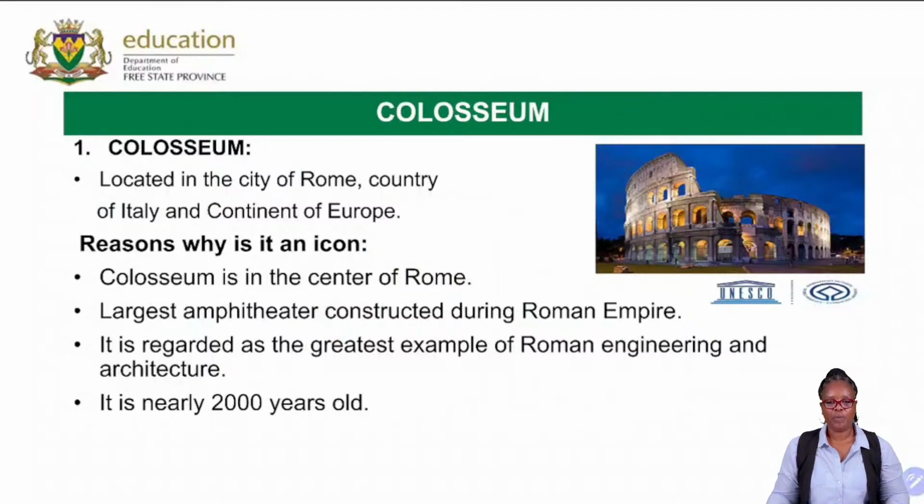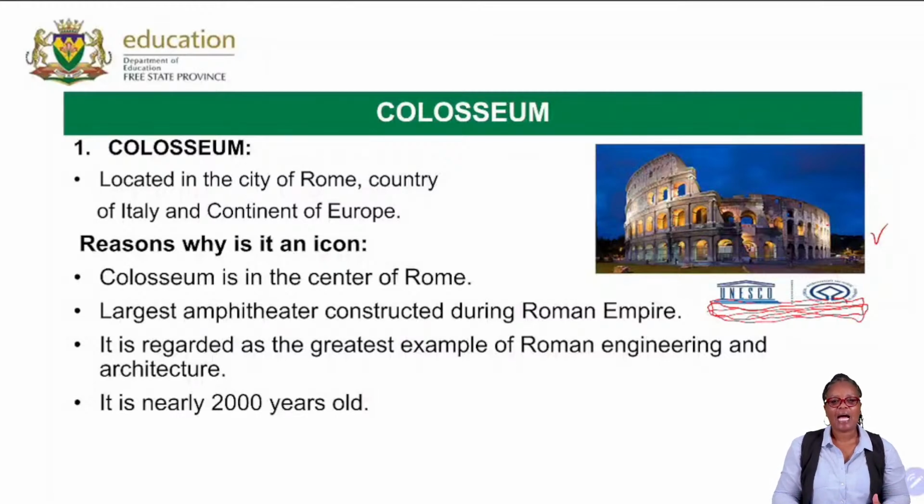The first one that we'll be doing today is the Colosseum. Look at the picture here. This is the picture of the Colosseum. And look, below, we have the sign that I've just shown you. It means this icon is a World Heritage Site because we have those two symbols here.